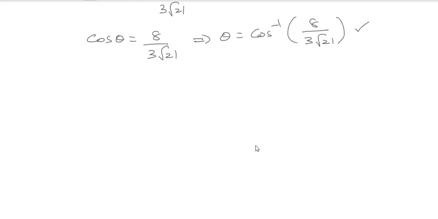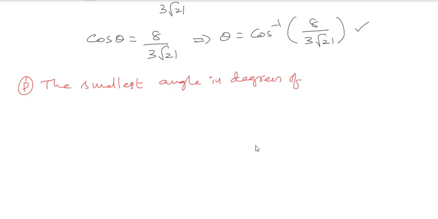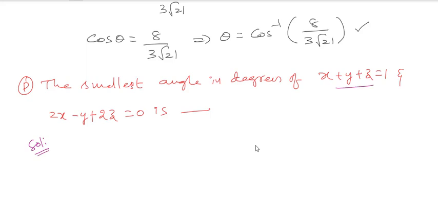The next problem: the smallest angle in degrees between the planes x plus y plus z is equal to 1 and 2x minus y plus 2z is equal to 0. Again the same thing. Try to check it out. So this is your pi 1 and this is your pi 2.